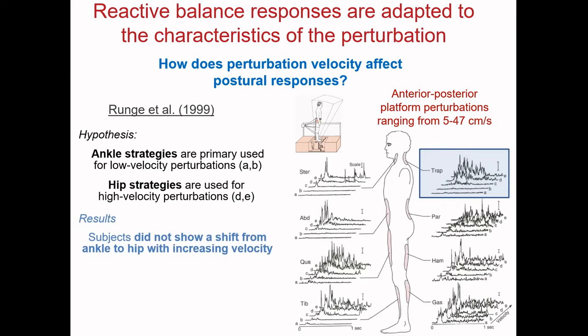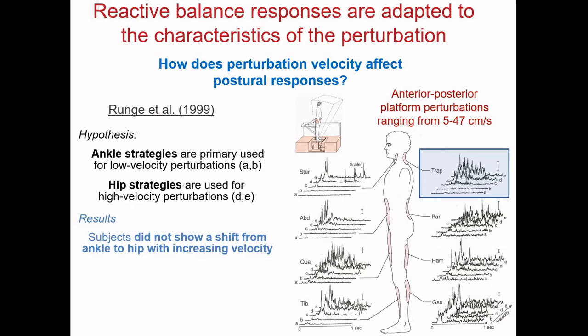Runge et al. recorded the activation patterns of multiple muscles known to be relevant to ankle and hip strategies. In this complex figure that we're looking at here, we can see the EMG time series for each muscle that's believed to be relevant to these strategies for 5 different velocity conditions. To understand these plots, let's just focus in on the trapezius recordings that I've highlighted in blue.